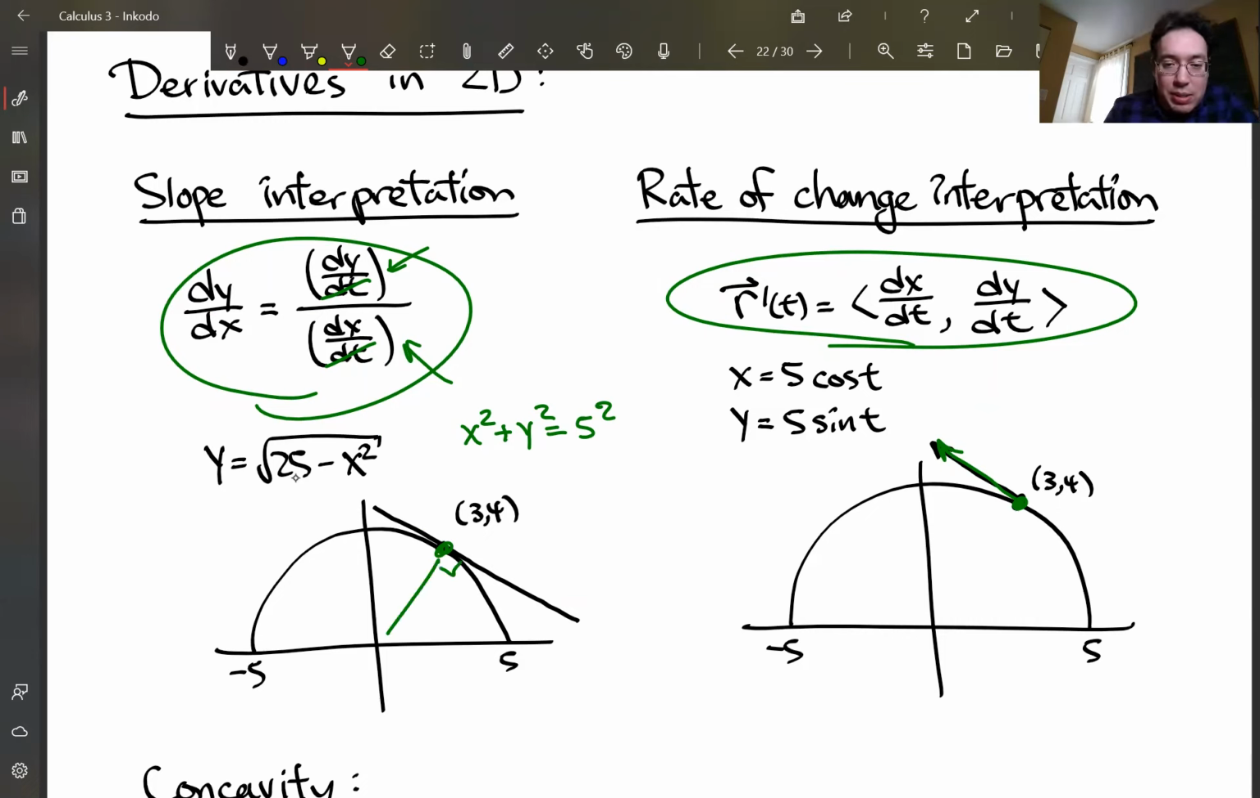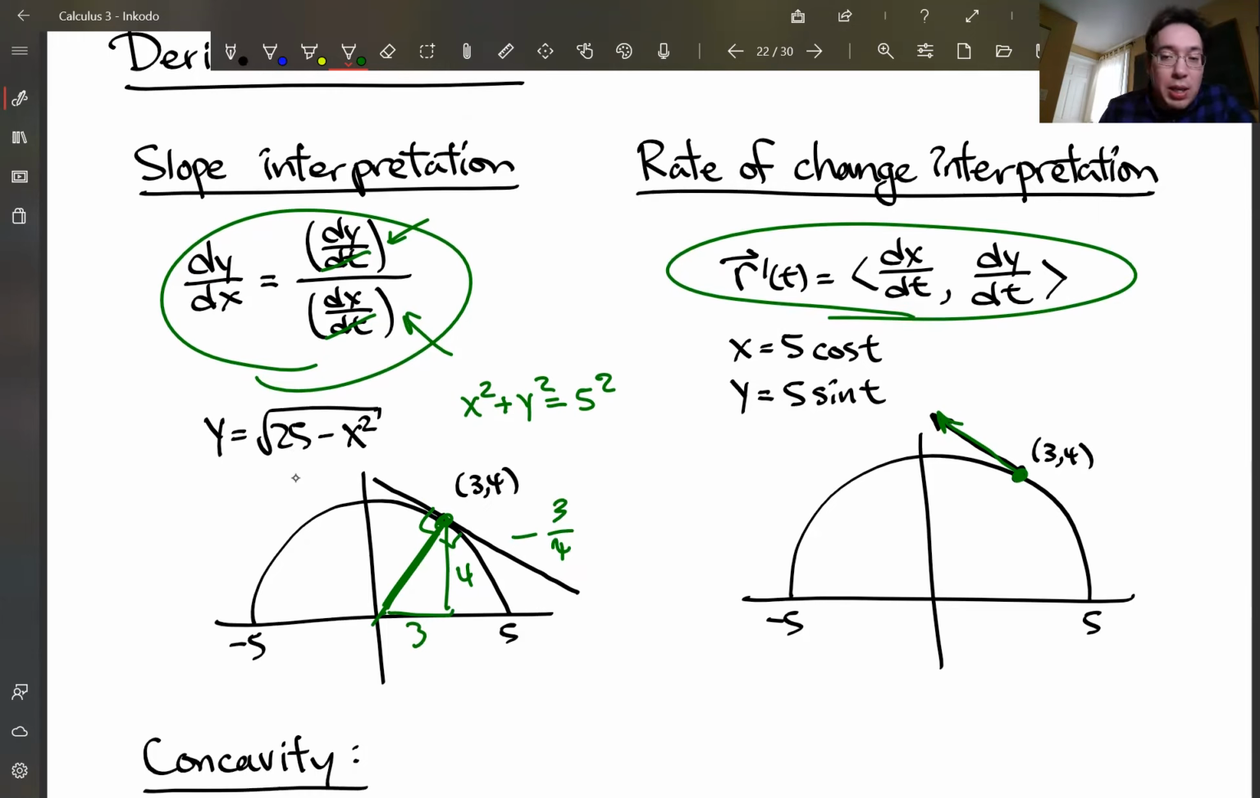really what you care about is that slope when you're talking about the slope of the tangent line. And if this point was 3, 4, and if you remember that the tangent line is going to be perpendicular to the line to the center, then you can get the slope by looking at the negative reciprocal of the slope of the line to the center.